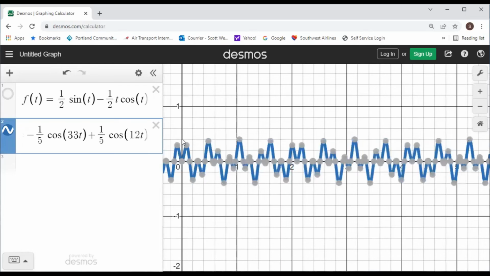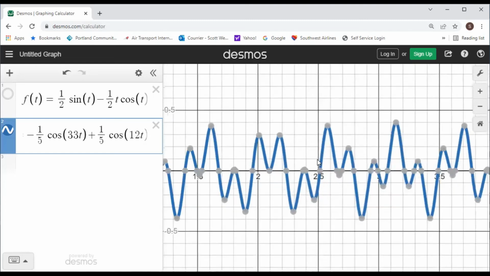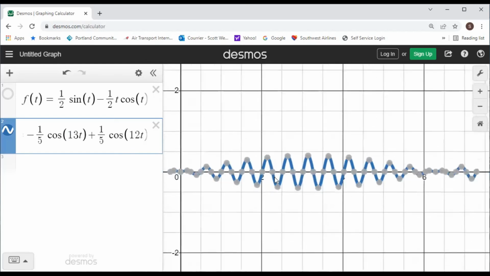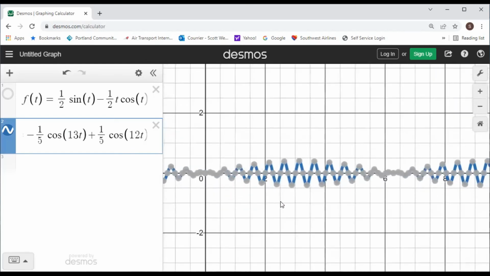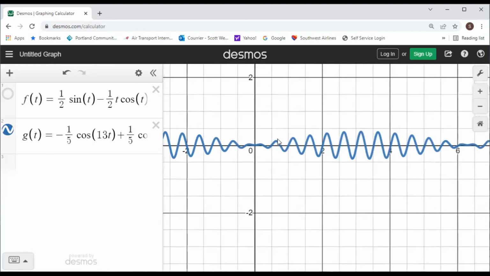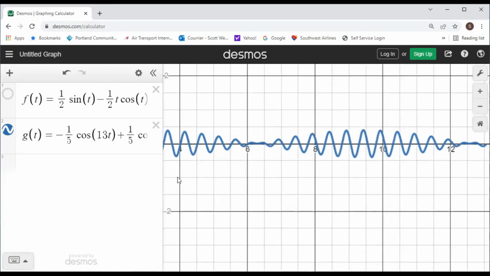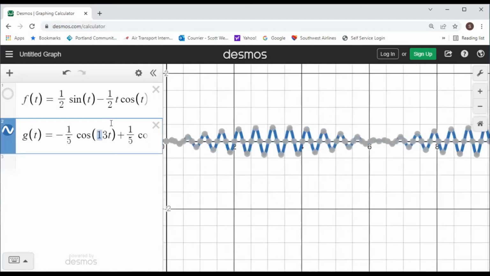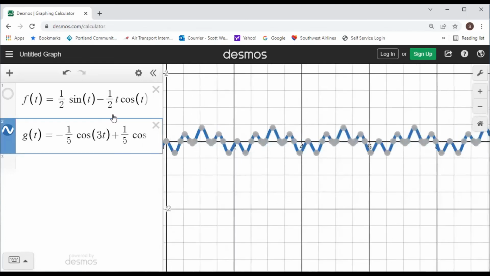Oops, too much. 12. So then, sorry, I made this 33. I meant 13. So then what we have is, again, it's hard to tell because of the scaling here, but what we have is it growing and then shrinking and then growing and then shrinking. These 1/5 are really compressing it a bit. But the one that we had here, let's have a look at that.